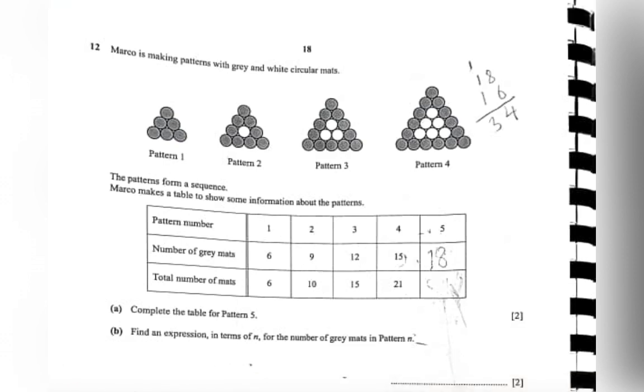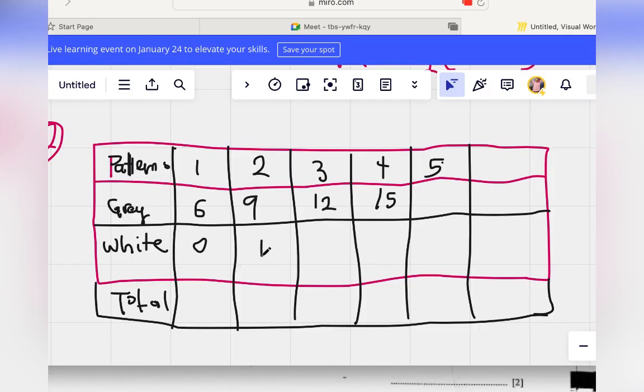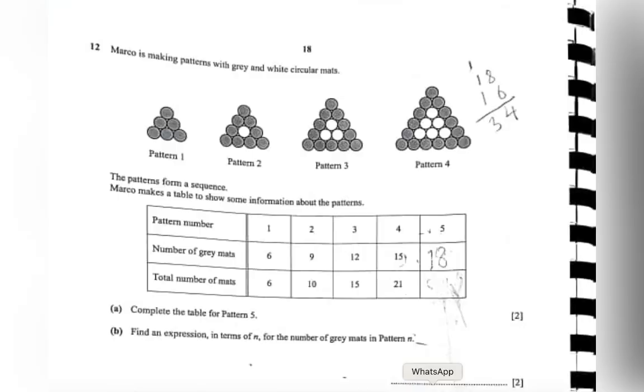So we include the number of white: here we have 1 white, 3 white, and then the next one 6 white. The total here obviously will be 6. The total here will be 10, because you have to add 9 plus 1. The total here will be 15, and the total here will be 21, right? But in the exam question, though they didn't give the white, they did put the total. They gave you the pattern, then the gray one, and then they put the total to be 15. Here they put the total to be 21.